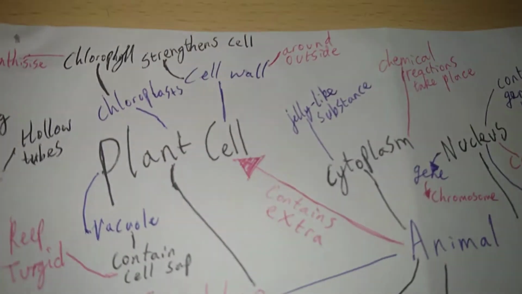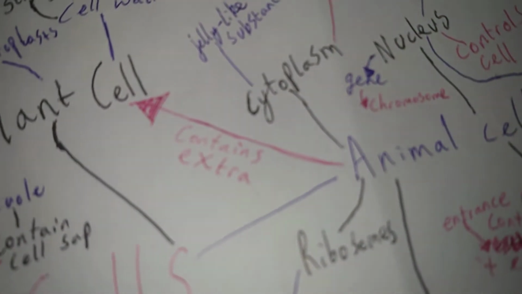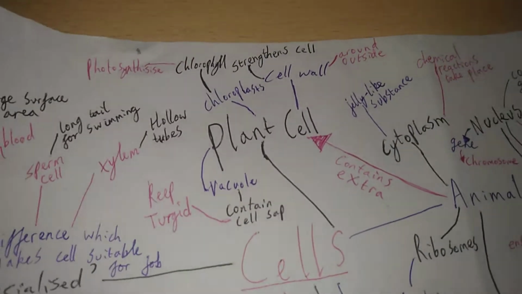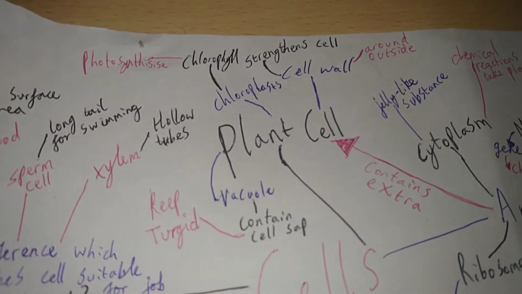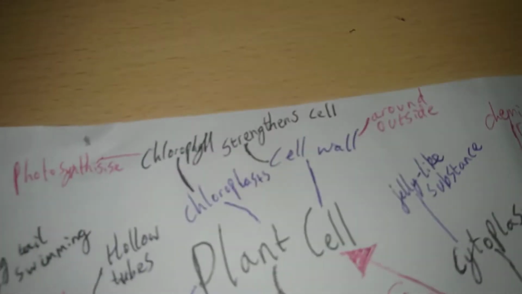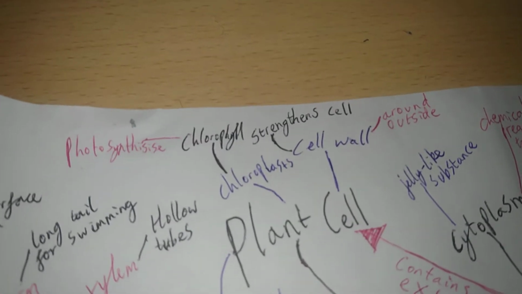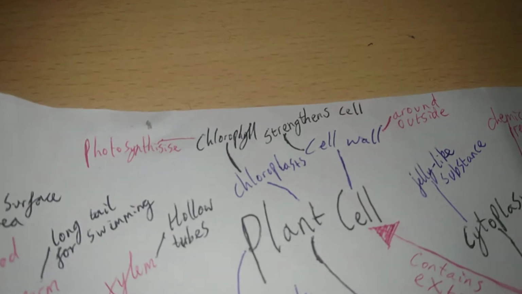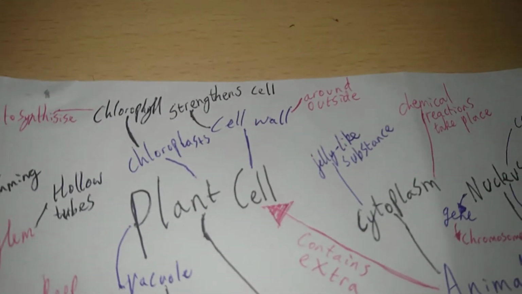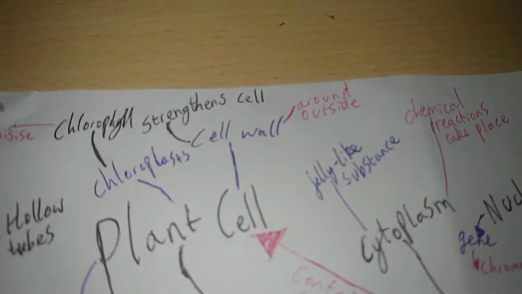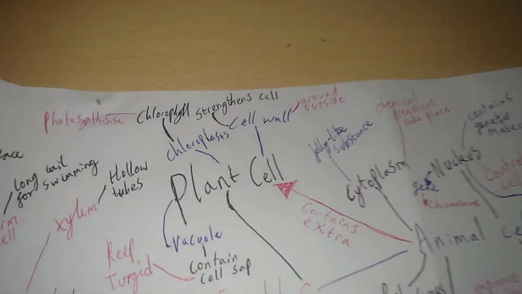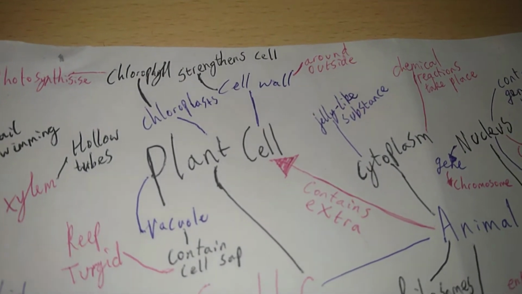The main difference between plant cells and animal cells is that plant cells contain a lot of extra things. For example, the vacuole, which contains cell sap and keeps the entire cell turgid, which is important for a plant cell. Chloroplasts contain chlorophyll, which allow the plant to photosynthesize. Its main method of gaining energy, well, only method of gaining energy, to be honest. And the plant cell has a cell wall, which strengthens the cell around the outside, which means it can be stronger and withstand a lot more things.